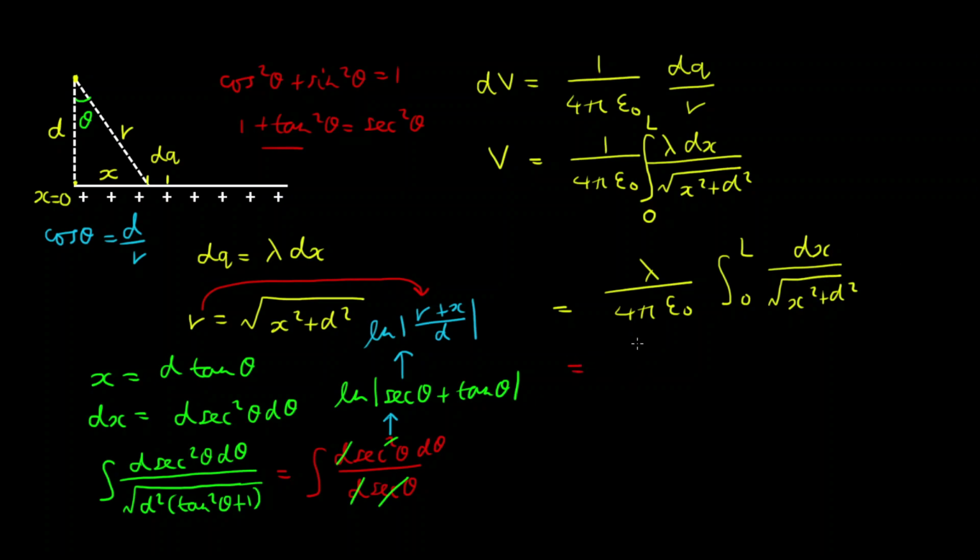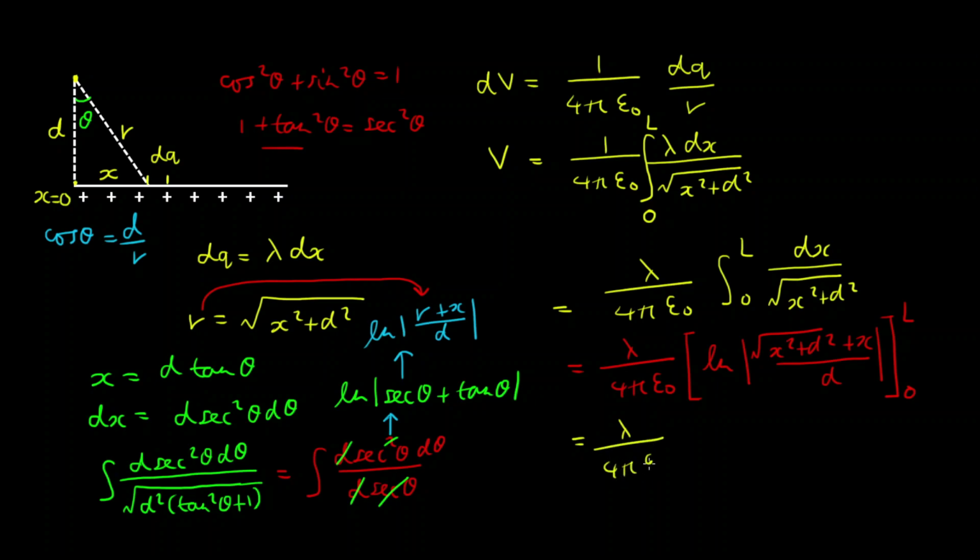So what we obtain is lambda on 4 pi epsilon naught, and we've evaluated this integral as the natural log of the square root of x squared plus d squared plus x, all on d. And this is being evaluated from x equals 0 to x equals L. So what we get is lambda on 4 pi epsilon naught times the natural log of root L squared plus d squared plus L, on d.